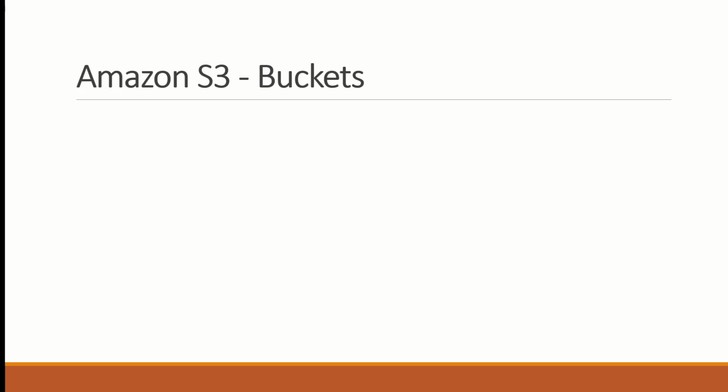Let's look at some of the characteristics of Amazon S3 buckets. One, every bucket must have a globally unique name across all regions and all accounts. By this, it means that if you're creating a new bucket, the name has to be unique from any other bucket name.